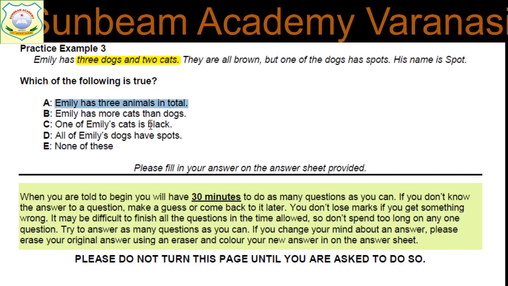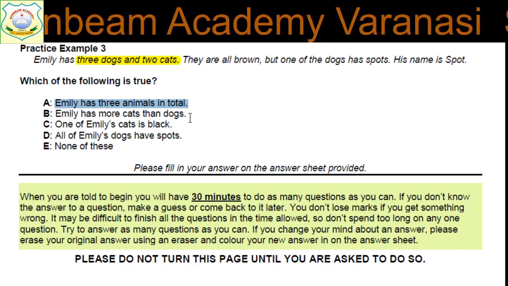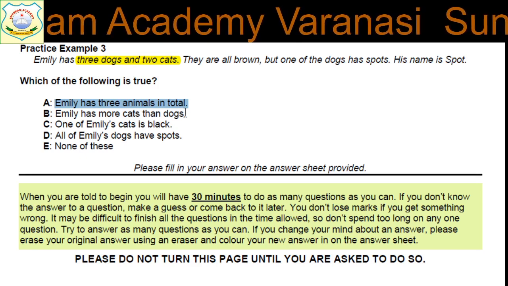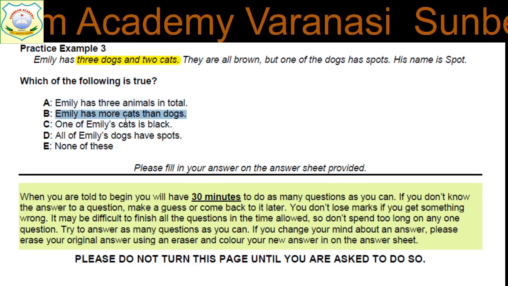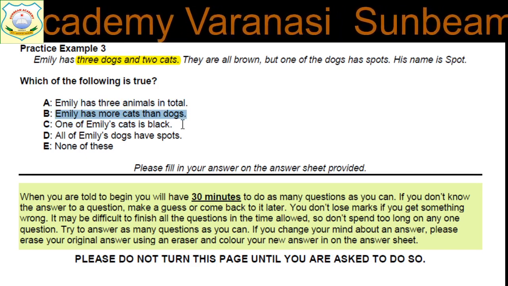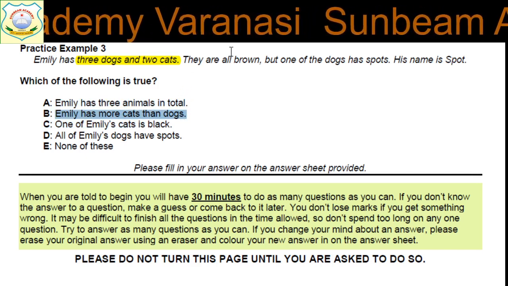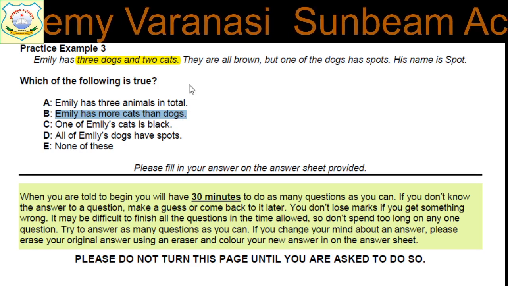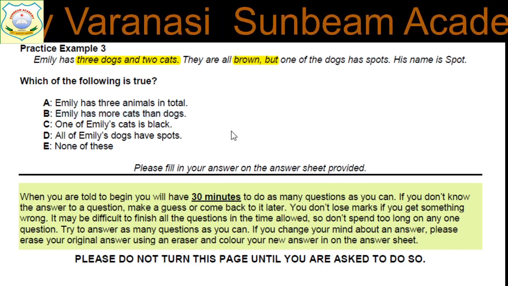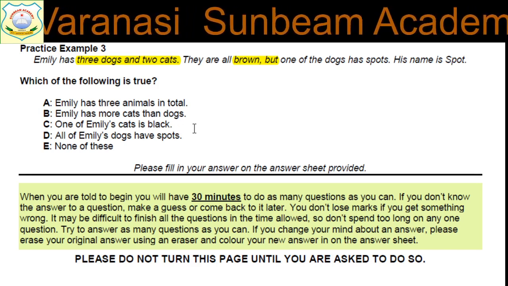Second is, Emily has more cats than dogs. No, she has 2 cats and 3 dogs. It is also wrong. B option is also wrong. C is, one of the Emily's cat is black. It is not written anywhere. Is it written anywhere? No. They all are brown here. All are brown. So third option is also wrong.